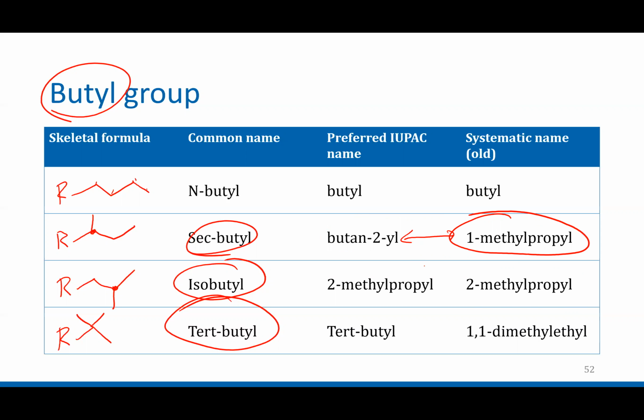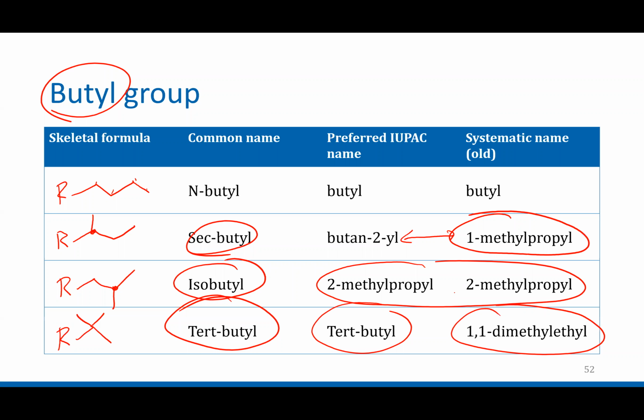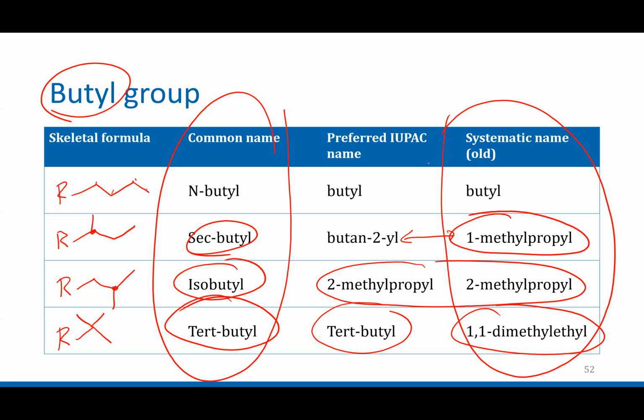Because you'll see these are the same, this is good, this would be the systematic name. So typically I would stick with the common name or the systematic name for these crazy groups. And again, you're not going to see a whole lot of these in this course. I might throw one or two on a test, for example, but most of our substituents will be quite straightforward.